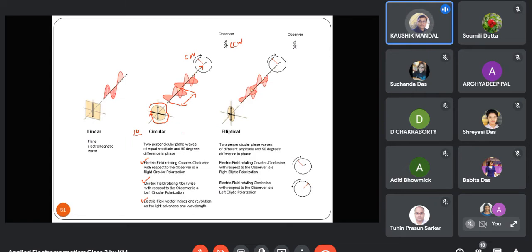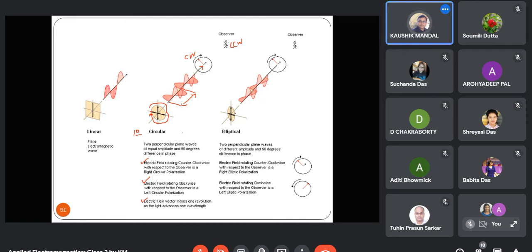And that is also clear in the first diagram that I have discussed. That is the superposition of two components, Ex and Ey. If you observe it carefully, when we have covered one wavelength, the superposition was representing one revolution. So in that case also, one revolution means the propagation of the electromagnetic wave will be one wavelength.